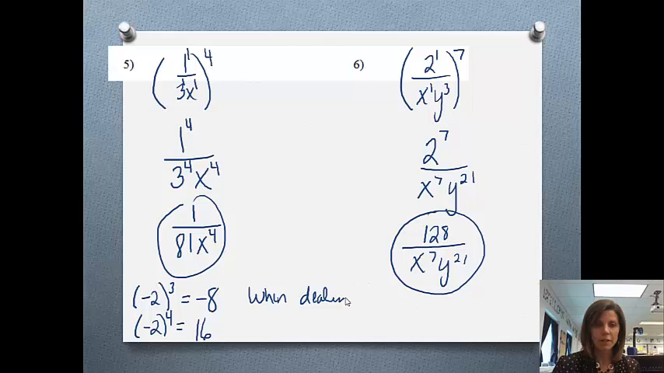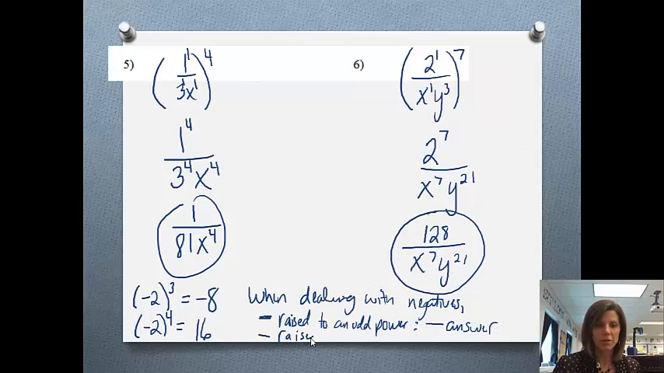So when dealing with negatives, a negative raised to an odd power will result in a negative answer, and then a negative raised to an even power will give us a positive answer, and that will help us when we go to do some more examples.